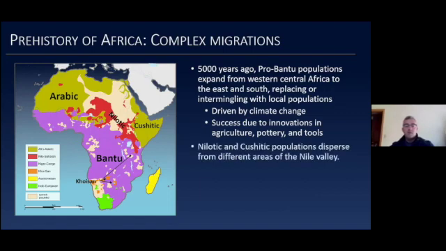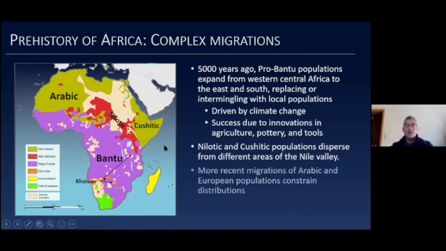A few thousand years later, we get Nilotic speakers and Cushitic speakers, so populations from up here in the Nile River area. And these groups also start to expand and migrate. And then we have more recent migrations in from Arabia, across Northern Africa, and then lots of European languages that I'll talk about in a minute. And these all kind of constrain where these different language groups end up.